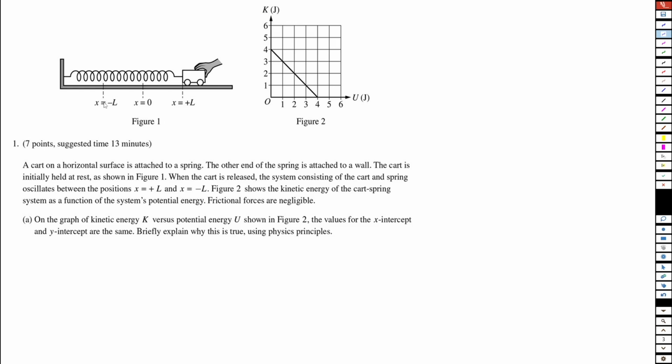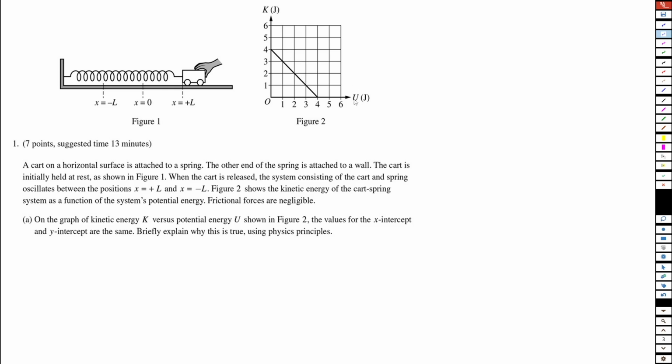minus L. Figure 2 shows the kinetic energy of the card spring system as a function of potential energy. Frictional forces are negligible. On the graph of kinetic energy, K versus potential energy U, shown in figure 2, the value for the x-intercept and y-intercept are the same. Briefly explain why this is true using physics principles.